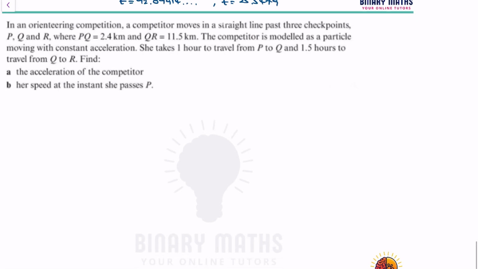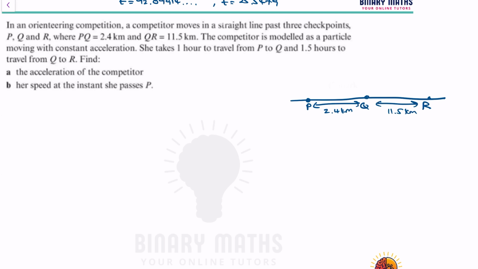Okay. In an orienteering competition, a competitor moves in a straight line past 3 checkpoints, P, Q, and R, where P to Q is 2.4 kilometers, and Q to R is 11.5. The competitor is modeled as a particle moving with constant acceleration. It takes 1 hour from P to Q and 1.5 hours from Q to R.